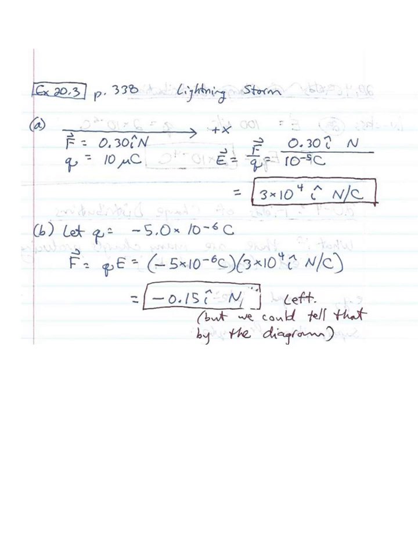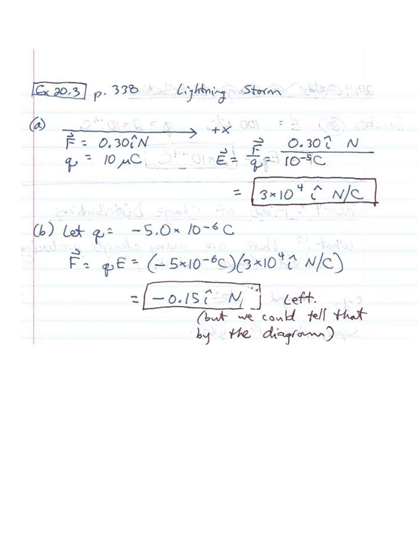Let's look at an example in the book. This is example 20.3, which is on page 338. It says a charged raindrop carrying 10 microcoulombs experiences an electric force of 0.30 newtons in the positive x direction. So here I've drawn out the information. We have the force is 0.30 i hat newtons. The charge is 10 microcoulombs, and I've drawn that force vector to the right. What is the electric field at its location?